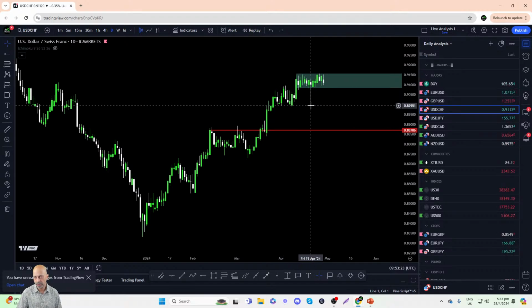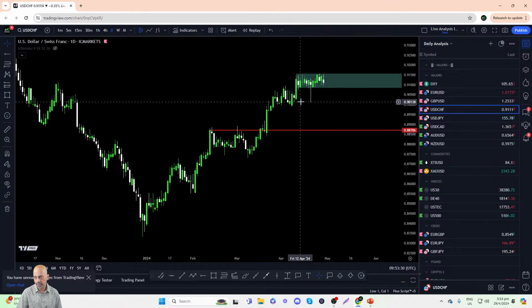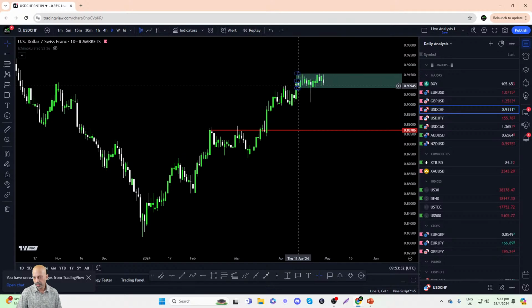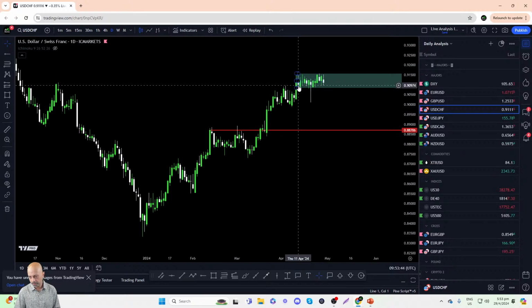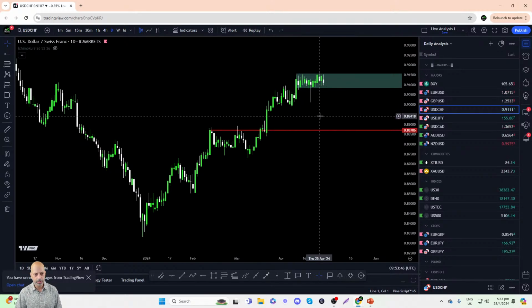Of course, we do see this strong wick, or this large wick here, that occurred on 19th of April, dropping as low as 90.13. However, generally you can see that dollar franc has traded within a relatively narrow range between 90.80 and 91.60, so roughly about an 80 pip range since the 11th of April, so for a period of 2 weeks.